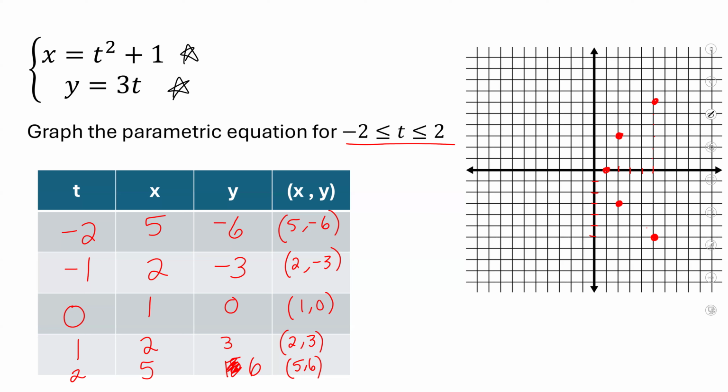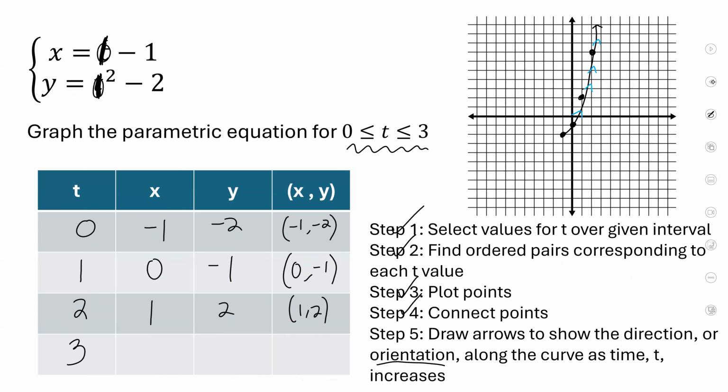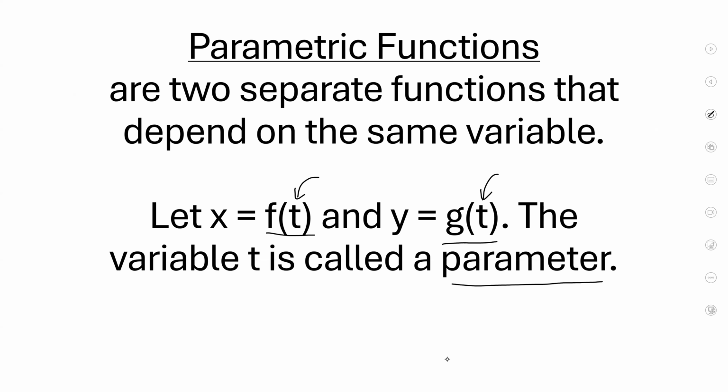All right, so connect your points to form a smooth curve, and the direction that it was going in, it went this way. As you plotted points, we moved this direction. All right, so guys, that is how you graph when I'm giving parametric equations. Remember the definition: parametric equations are two separate functions that depend on the same variable.